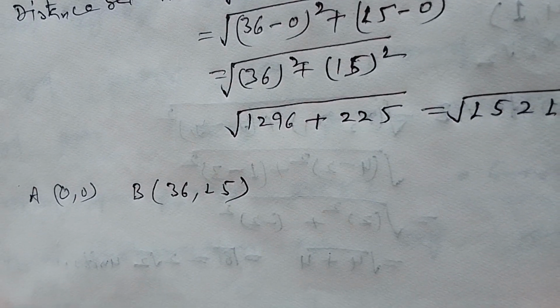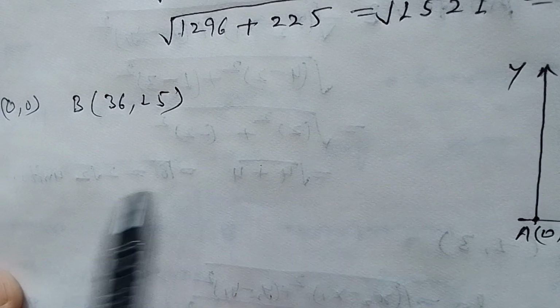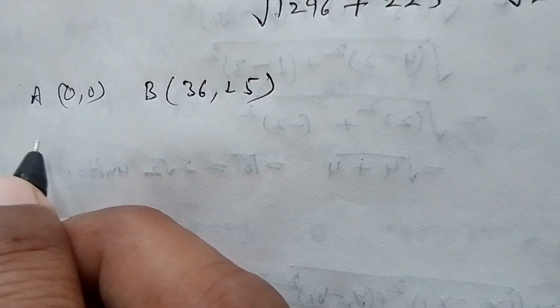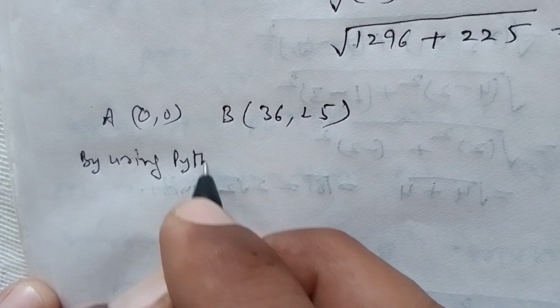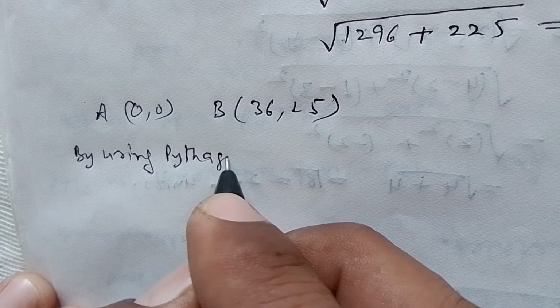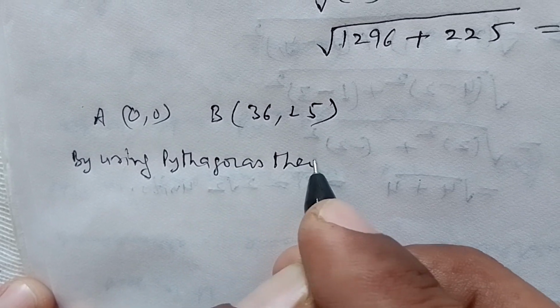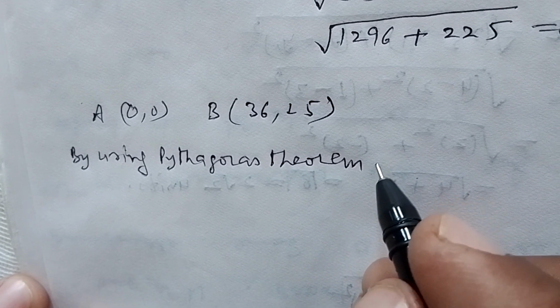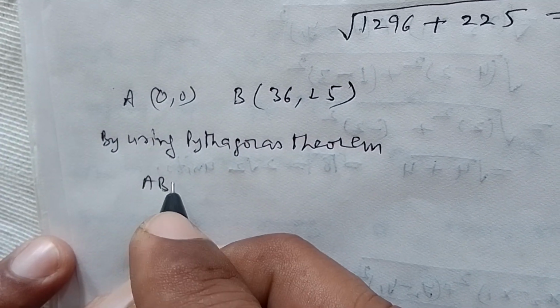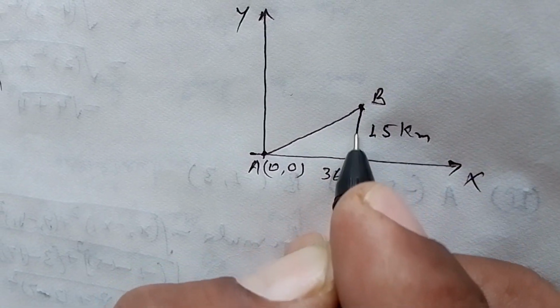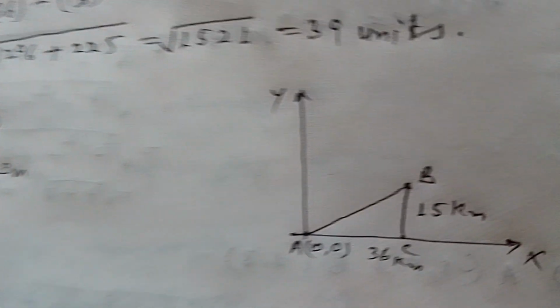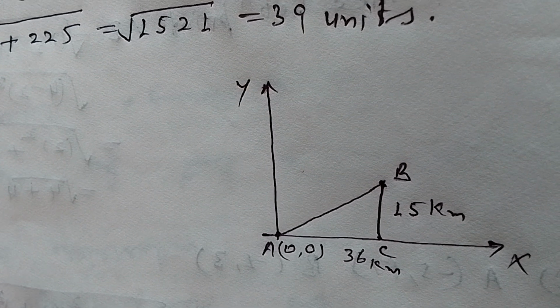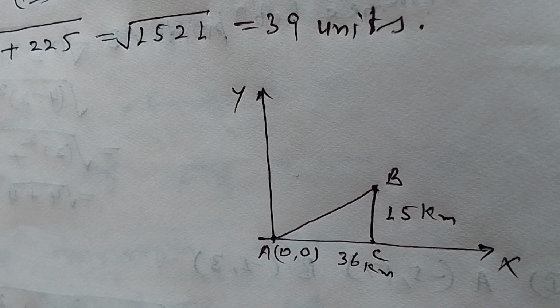So the answer will also come out to be the same by using the Pythagoras theorem. We can write AB square, that is this distance, is equal to AC square plus BC square, under root.